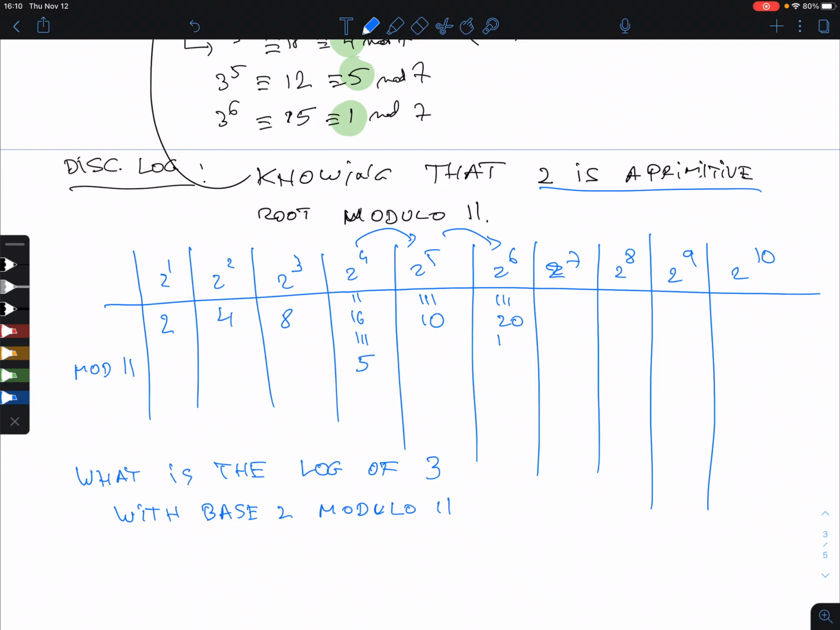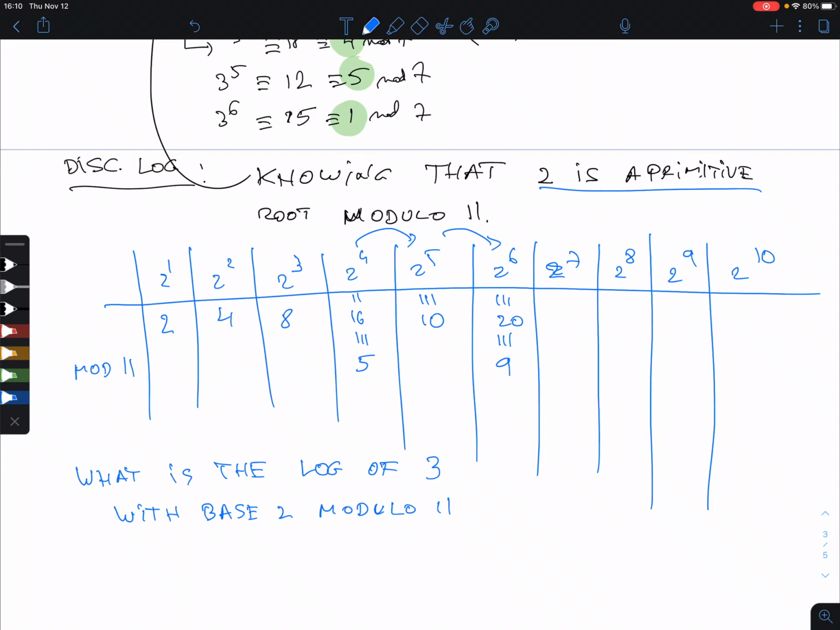20, of course, needs to be reduced. That is 9, right? Mod 11. So what are we waiting for? We're waiting until we see 3. And if we haven't seen 3, we have to keep going. And you cannot skip a single beat here. Everything has to be calculated.